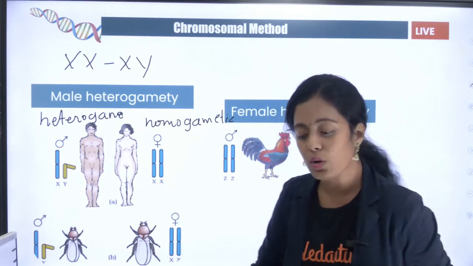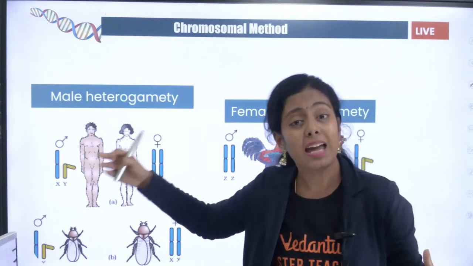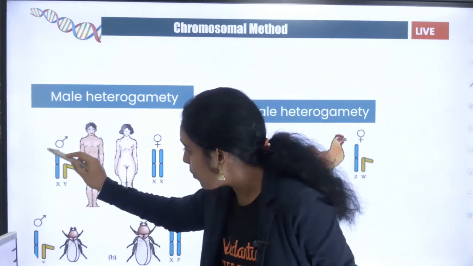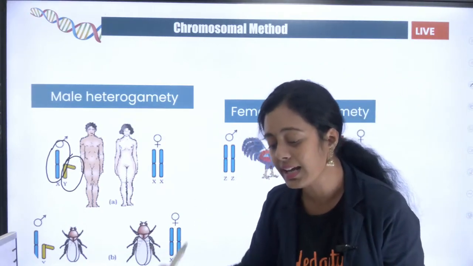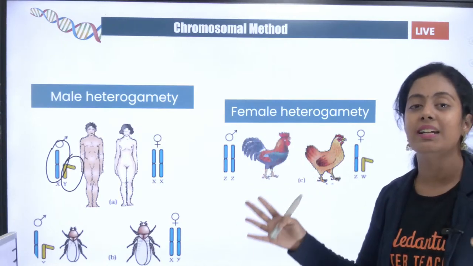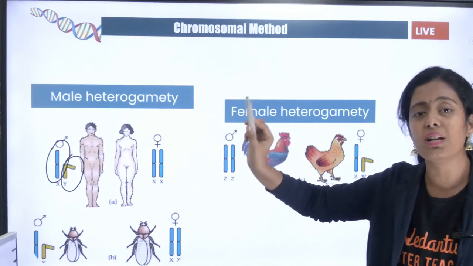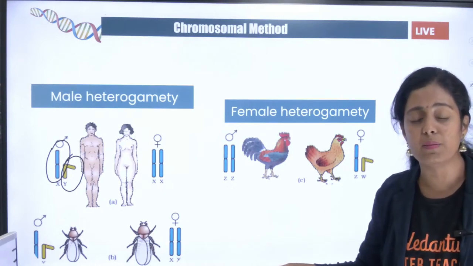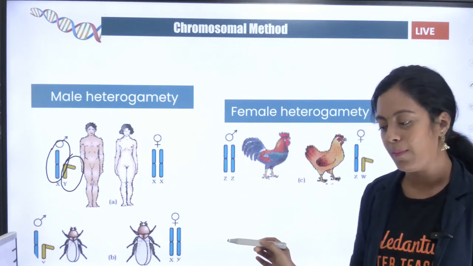What do you mean by two different kinds of gametes? Half of the gametes that the male produces contain an X chromosome and the other half contain a Y chromosome. That is what we call male heterogamety, or XX-XY type of sex determination. Did everyone understand what is XX-XY type of sex determination? It is present in human beings. Simple, easy example.